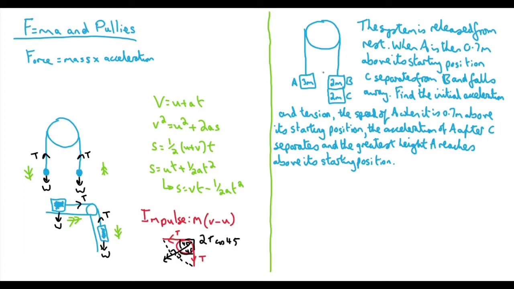Find the initial acceleration and tension, then the speed of A when it is 0.7 meters above its starting position, the acceleration of A after C separates, and then the greatest height that A reaches above its starting position.